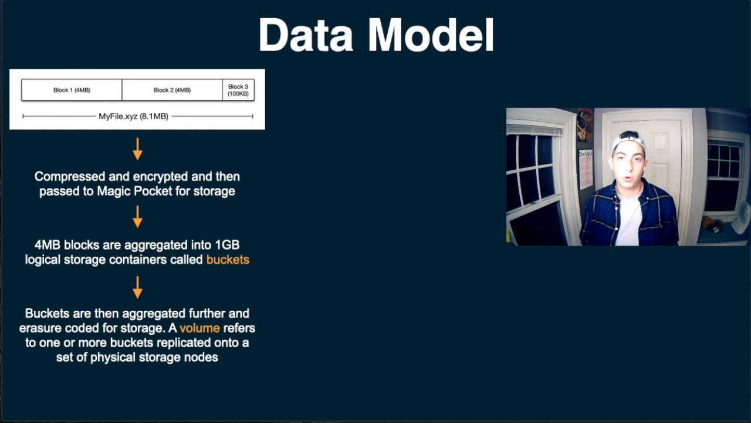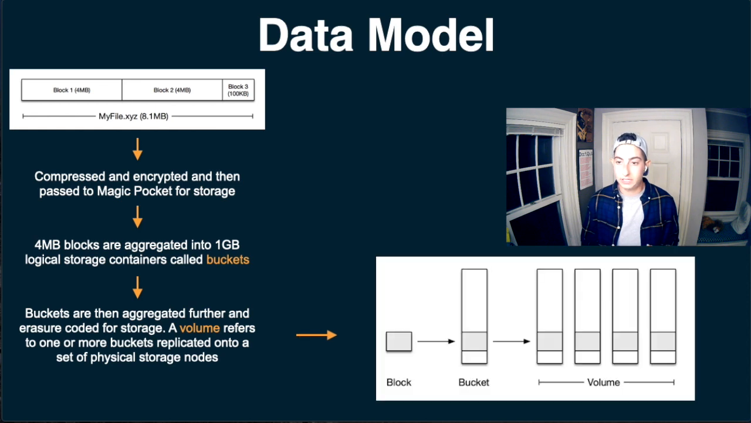A volume refers to one or more buckets replicated onto a set of physical storage nodes. So a volume will be the bucket replicated. I have a nice little picture here. Here's our block, and here's our bucket, which might contain many blocks. And then we have this volume, which is actually just the bucket over and over again. It's replicated and erasure coded. So there's some redundancy in the data, just in case there's something wrong with the original bucket. If you can't access it, the volume has access to a replication of it or a way to reconstruct the bucket as it was.